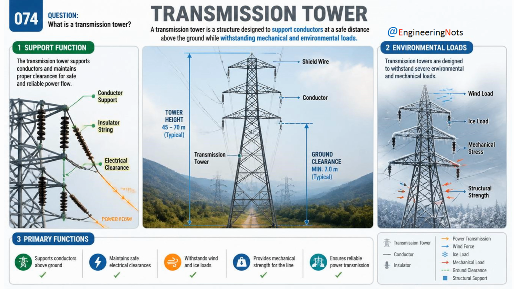Question 74. What is a transmission tower? A transmission tower is a structure used to support overhead conductors at a safe distance above the ground. Transmission towers are designed to withstand mechanical loads and environmental conditions such as conductor weight, wind, ice accumulation, and other external forces. They ensure that conductors remain properly supported and maintain the required electrical clearances. In summary, a transmission tower is a structural support that carries transmission line conductors and safely withstands mechanical and environmental stresses.